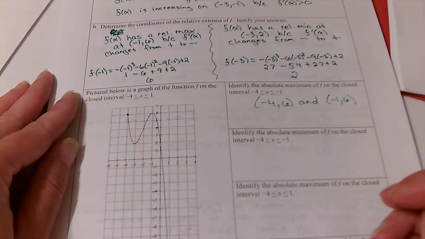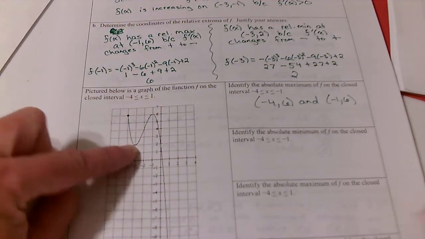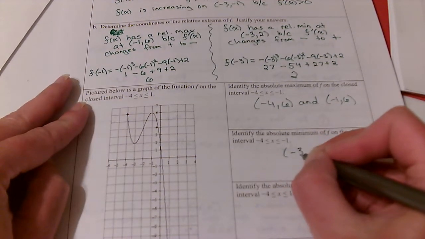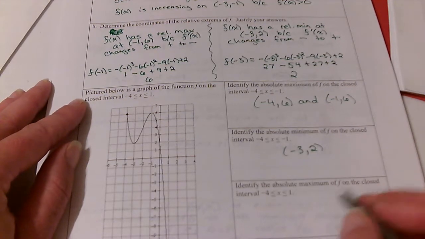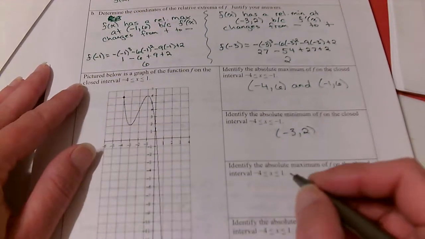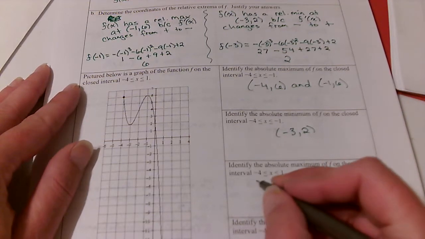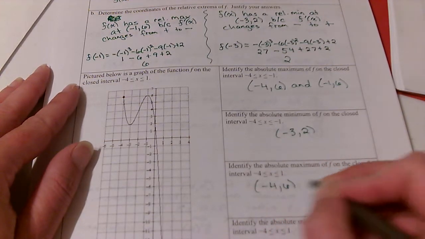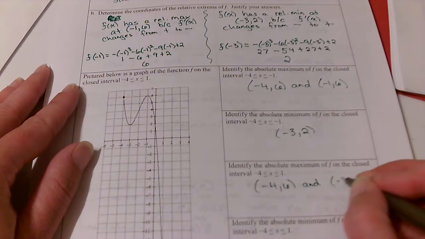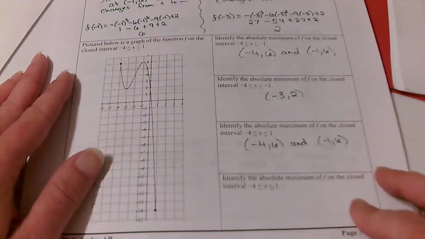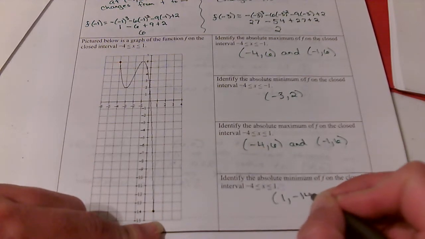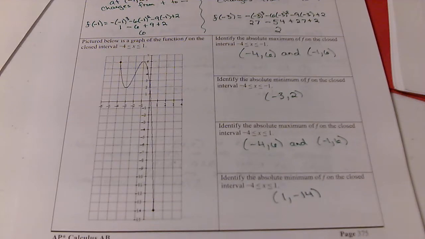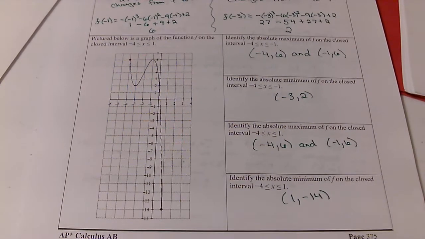What would be the absolute minimum on that same interval? What's this low spot right here? -3, 2. What if we stretch it from -4 all the way to 1? Well, that doesn't change my maximums. But does it change my minimum? Yeah, that's definitely the new minimum, because we extended that interval, that domain.